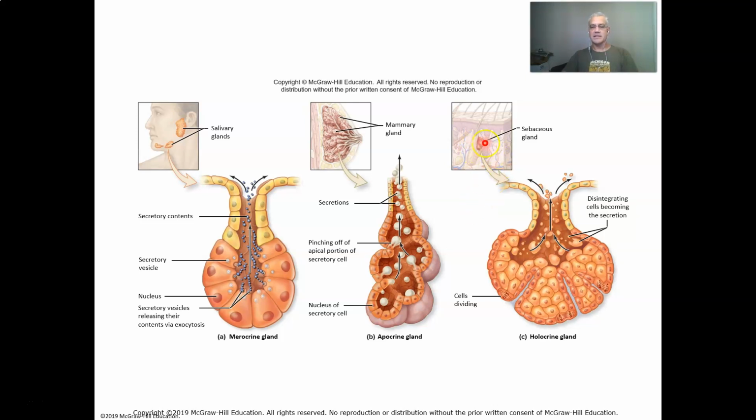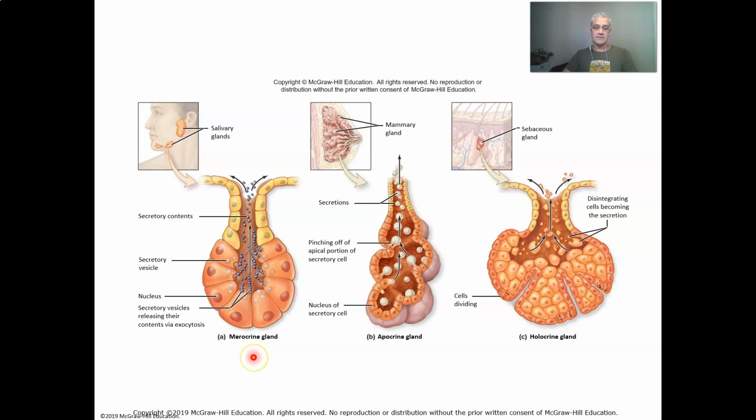So a sebaceous gland, that's an oil gland around hair follicles. So that's why hair gets oily. The entire cell is disintegrating with its cell membrane, which is oily, and the products inside, all the proteins and everything that's inside, and the DNA and all that stuff. It all disintegrates and becomes the secretion. That is a secretion from a sebaceous gland. So the entire cell is a secretion in a holocrine gland.